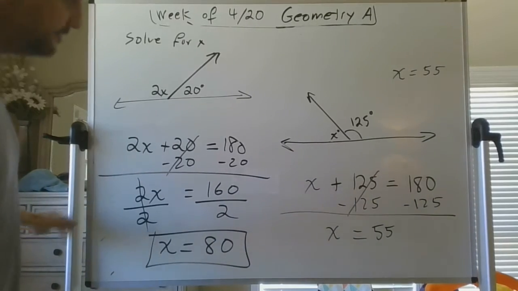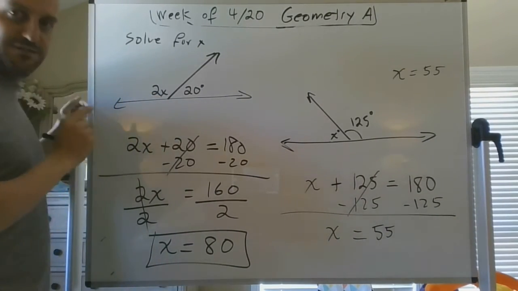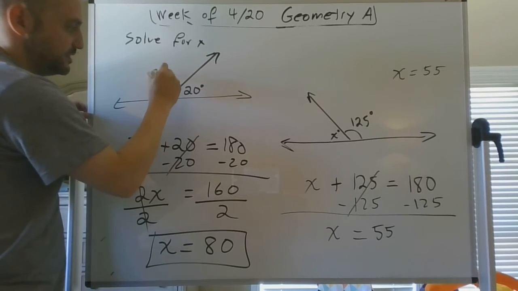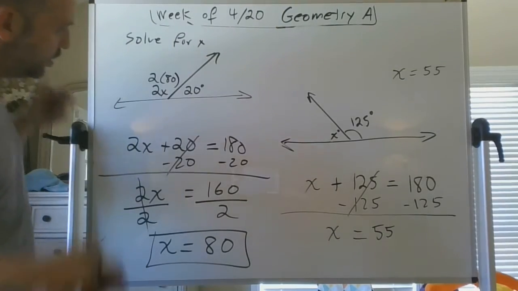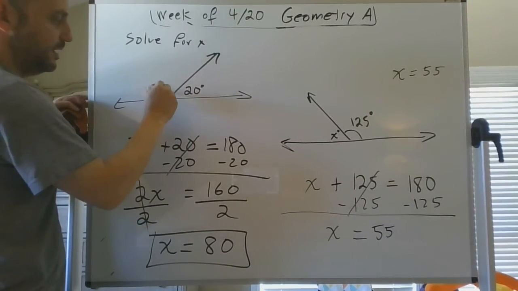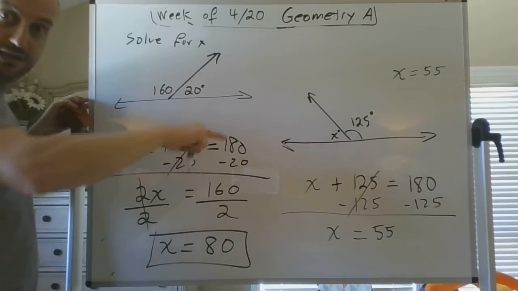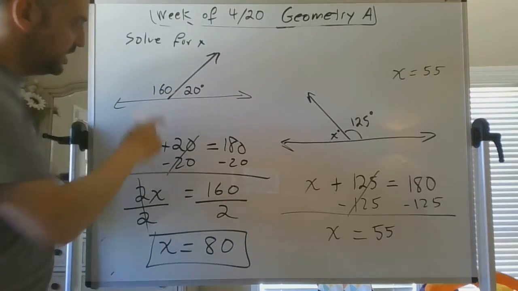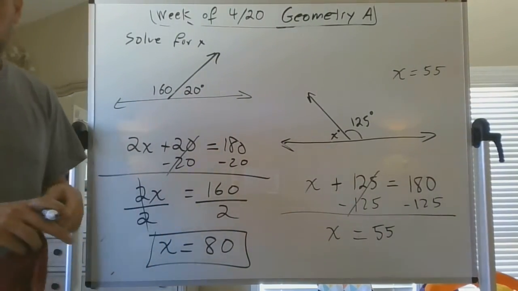You want to double check it? Let's double check it. Is x going to be 80? Well, let's find out. If this is 2x, that means it's 2 times 80. 2 times 80 is 160. And what should 160 and 20 add up to be a straight line? That should be 180, because 180 is a straight line. That's it. Okay, so that's that one.